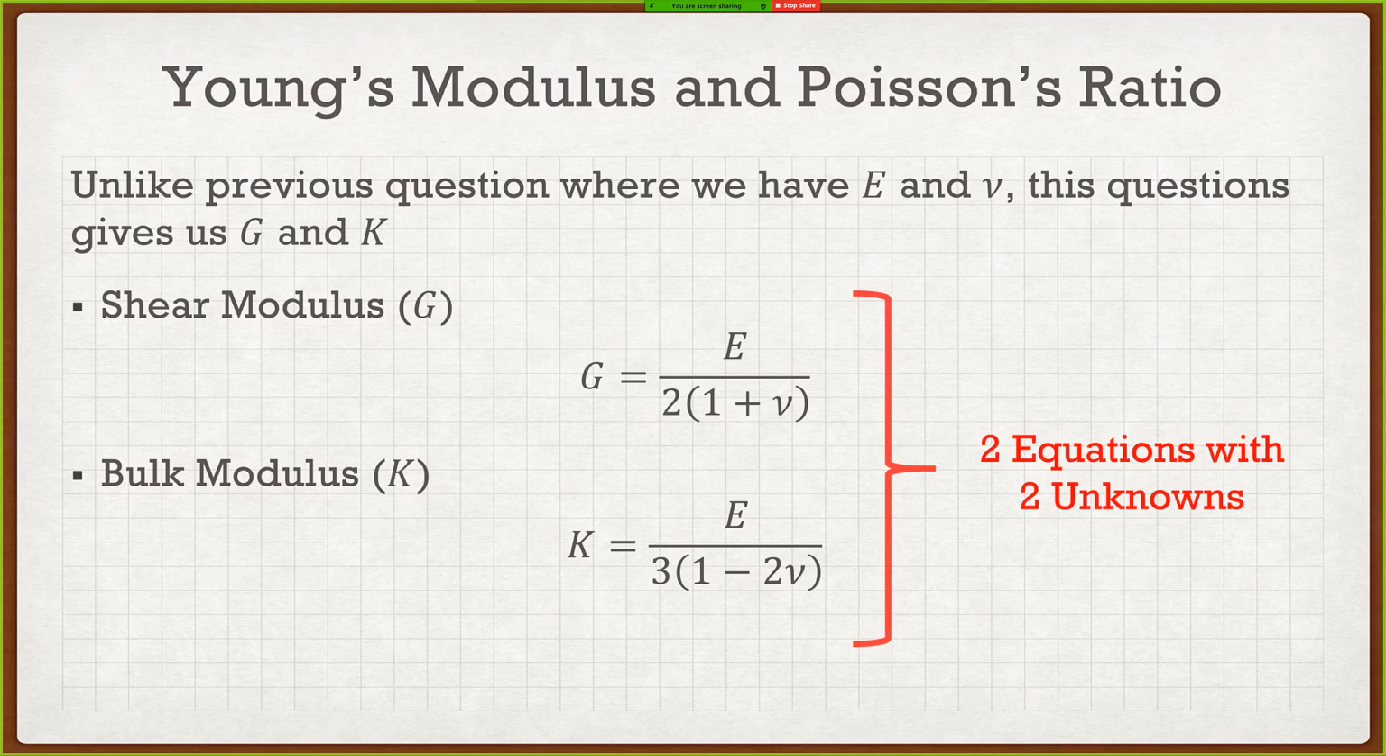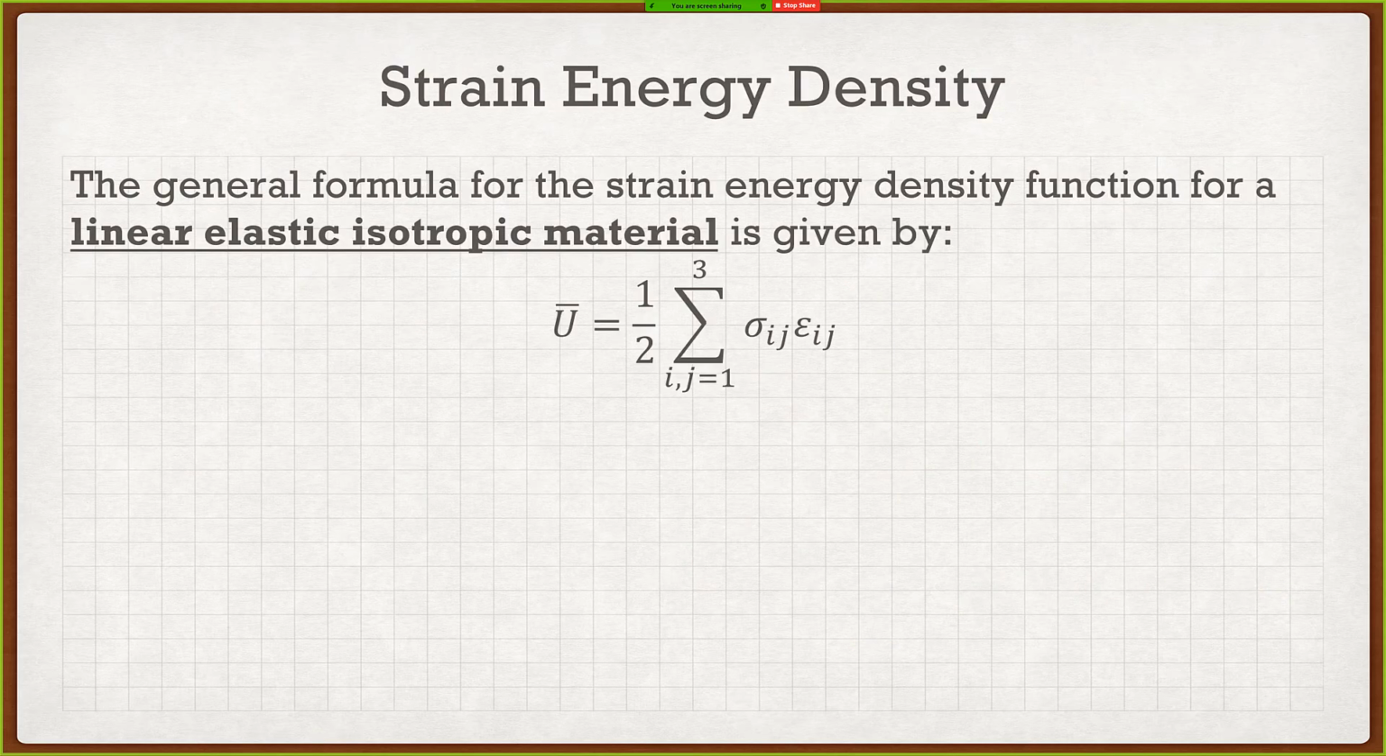But if we take a step back and look at this a little bit further, we can say, all right, well, I have 2 equations here with 2 unknowns. The unknowns being the elastic modulus E as well as the Poisson's ratio nu. Well, if I have 2 equations with 2 unknowns, I know I can solve for those 2 unknowns. So from these 2 formulas, we can easily solve for the Young's modulus E and the Poisson's ratio nu. And moving forward, you guys are going to see why we have to do this. So let's look at part A of the question.